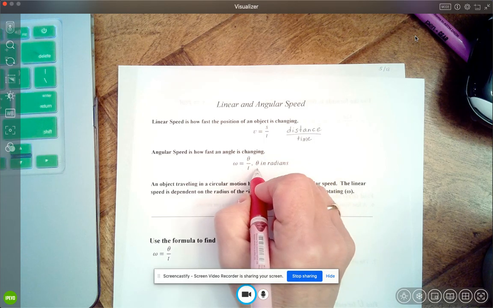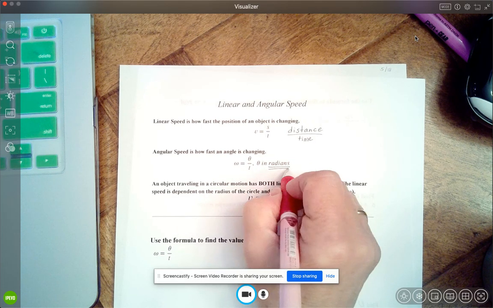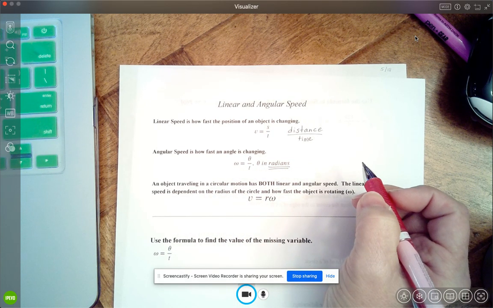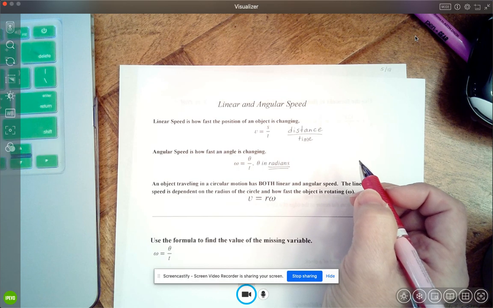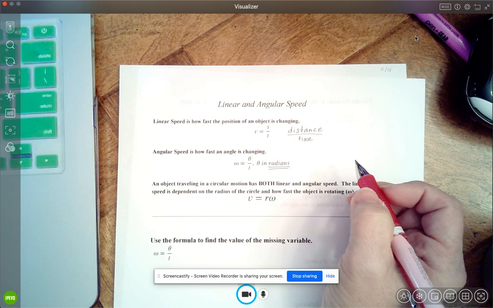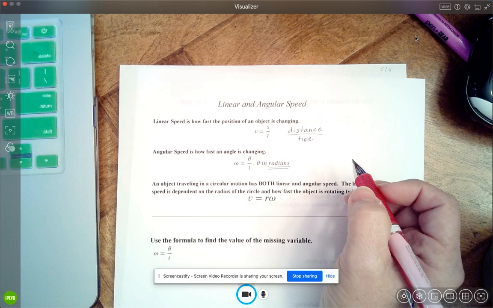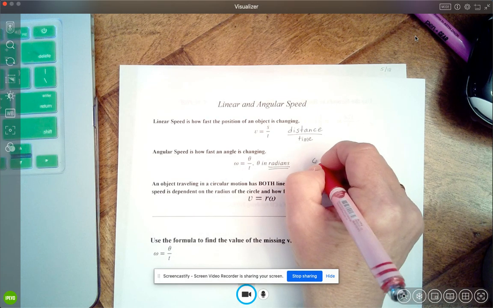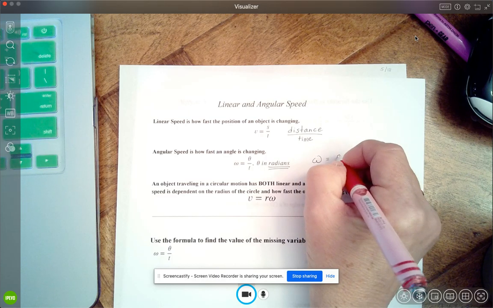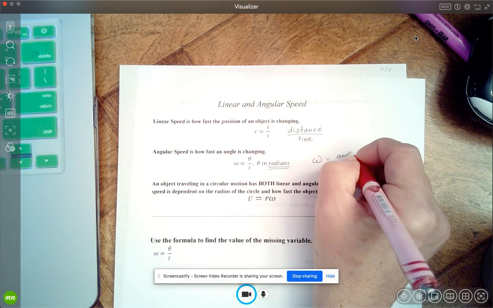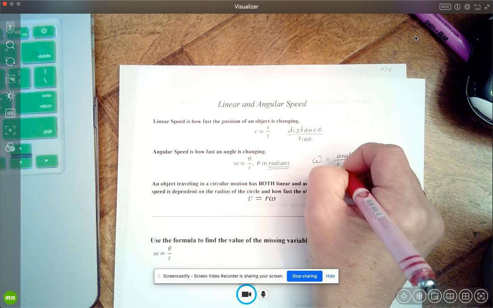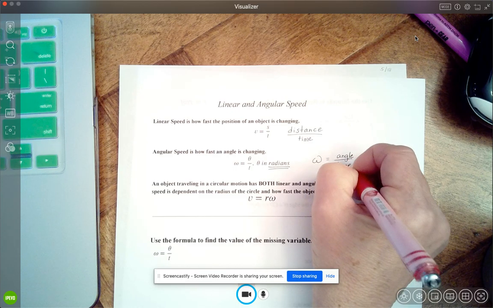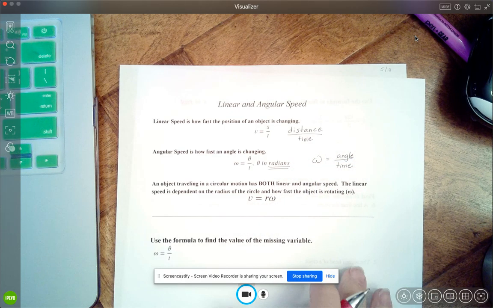This is very important. The angle always has to be in radians. If you have it in degrees, it needs to change to radians. You must change it to radians for angular speed. Omega is the angle that something is moving over the time, with the angle in radians.